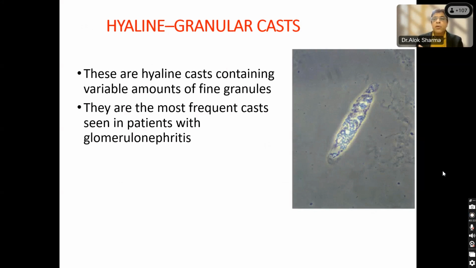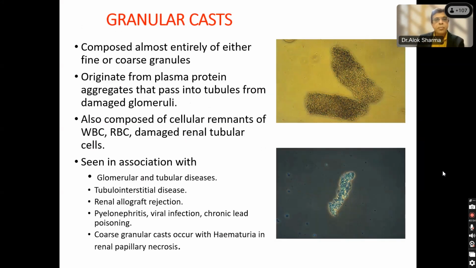Sometimes you can have a mixture of these. So you have granular elements embedded onto a hyaline cast, fine granules embedded on the skeleton of the hyaline cast. In a lot of patients with varying etiologies of glomerulonephritis, you can get these hyaline granular casts. You must have seen them in your urine examination. Whereas granular casts are almost predominantly composed of granular material.